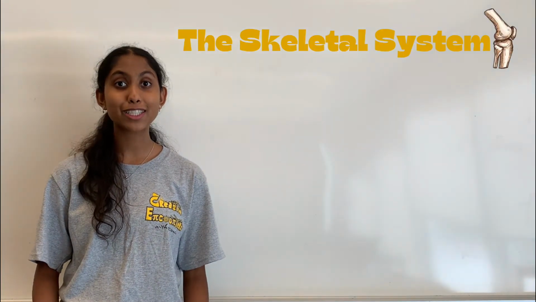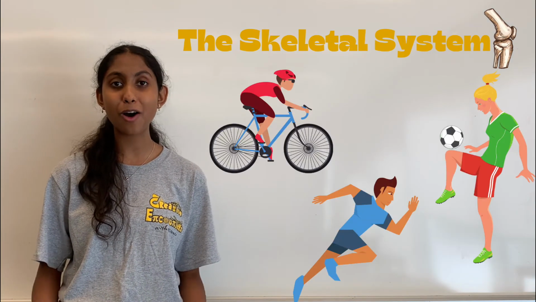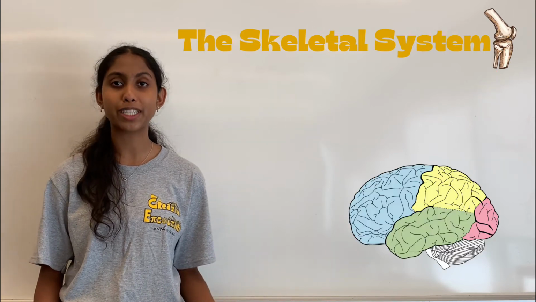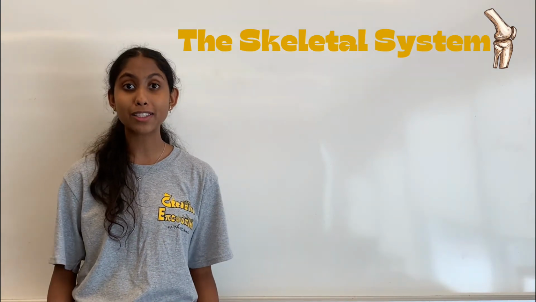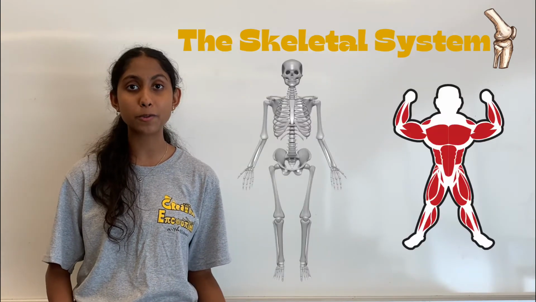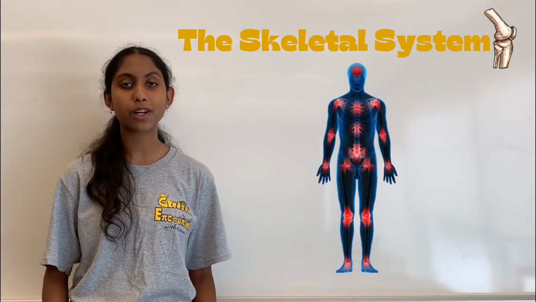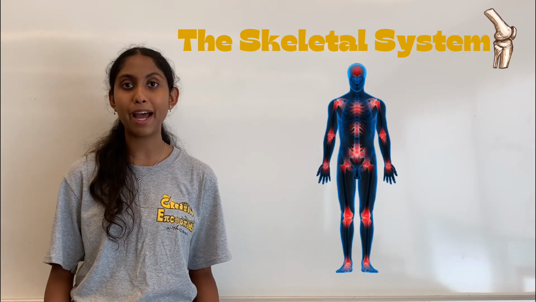Finally, we're going to talk about our skeletal system. Our skeletal system helps us to move, run, play, and do all the fun activities that we like to do. It's controlled by our motor cortex, which is found in the frontal lobe of our brain. Our skeletal system consists of many bones and muscles. It also contains something called joints, which are where two bones join together. Our joints help us to be able to bend.